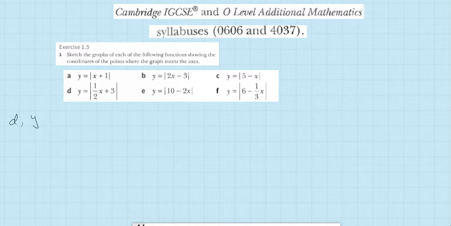Part D: y equals the absolute value of 1 upon 2x plus 3. What is the question? Sketch the graph of each of the following functions, showing the coordinates of the points where the graph meets the axes. Whenever you see the word axes, it means they are talking about the x-axis and y-axis.